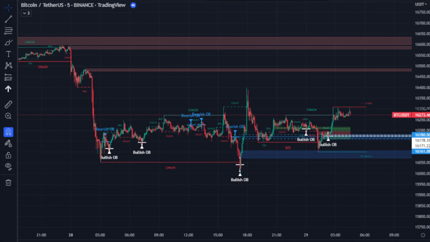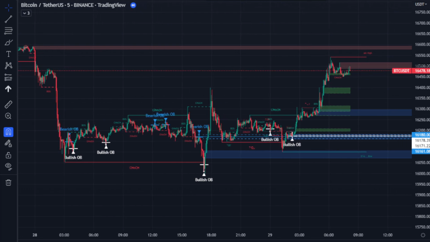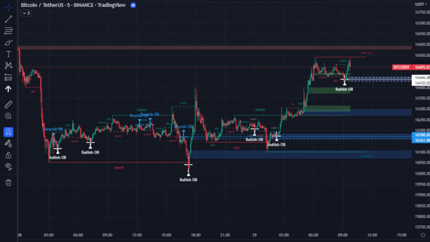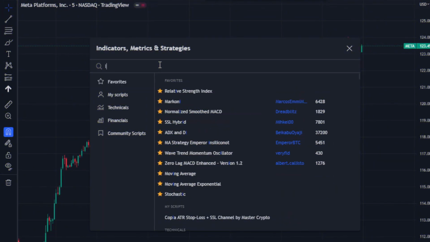And it is for this reason that I am going to show you the right indicators that will help you to understand these smart money concepts much better. Okay, now let's start with the first indicator. It is called ICT Fair Value Gap, created by LM et al. So we add it to our chart.